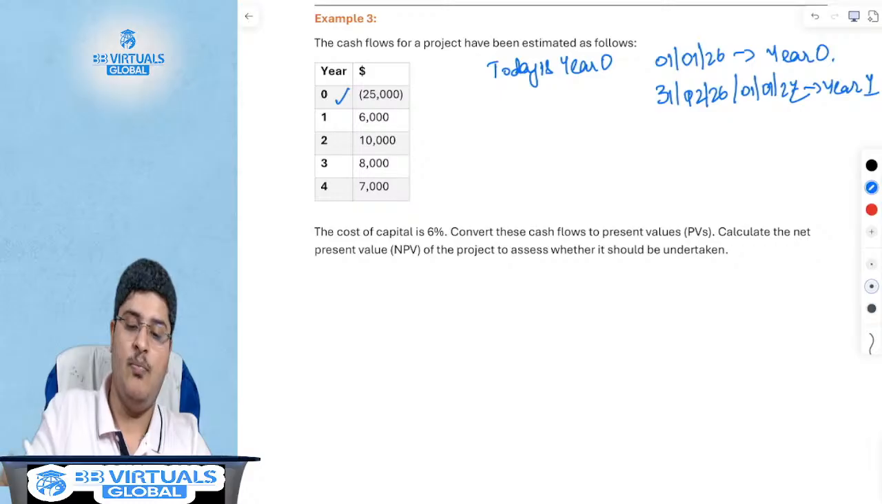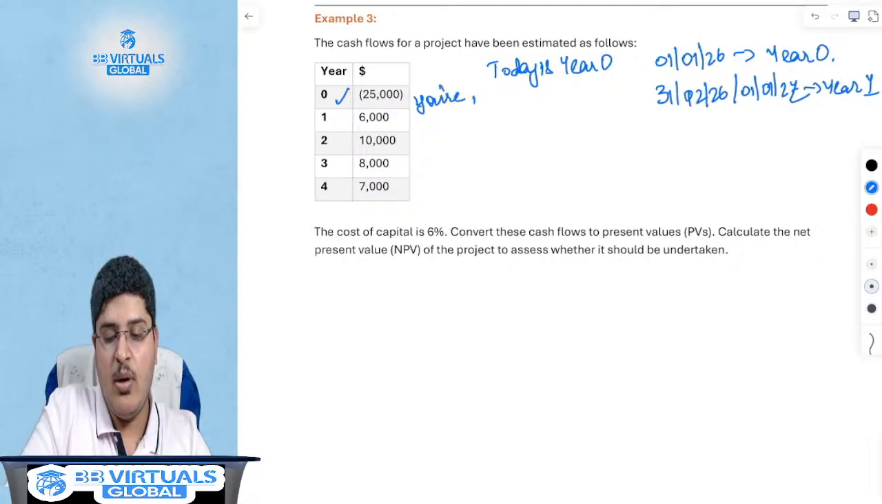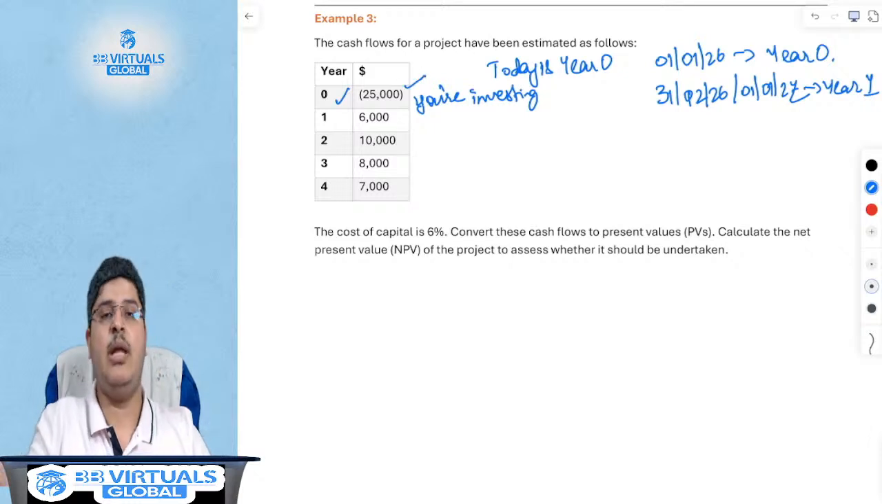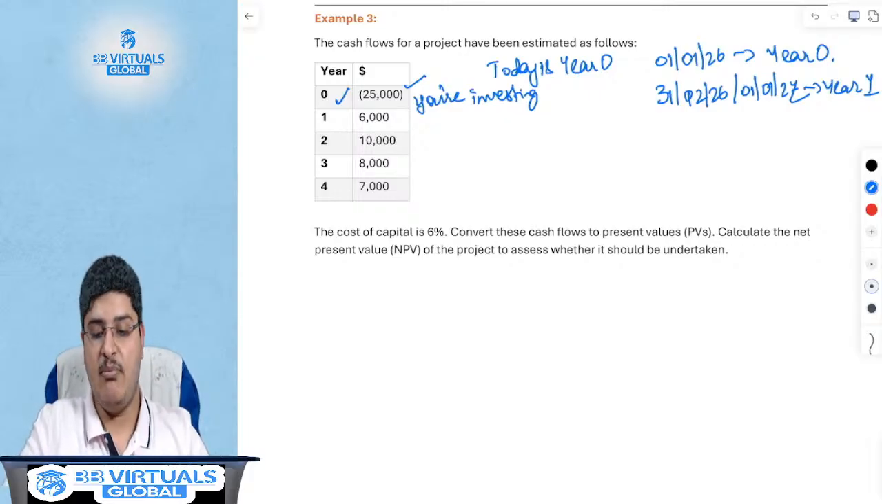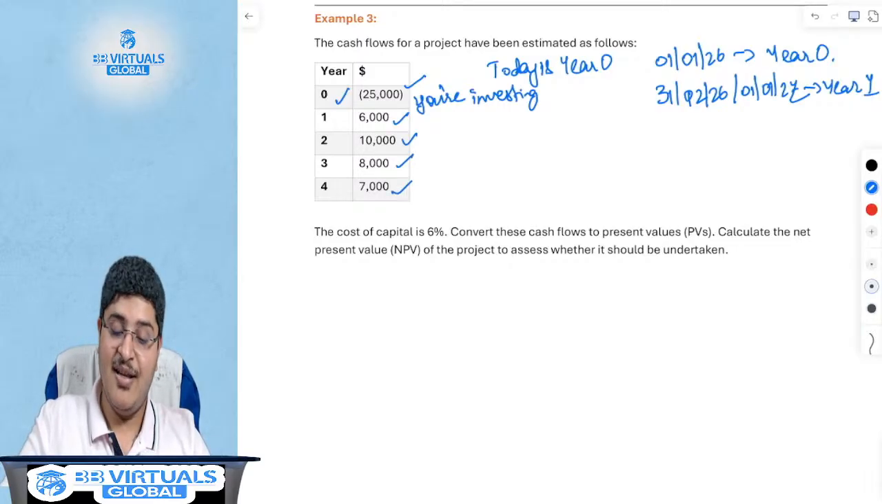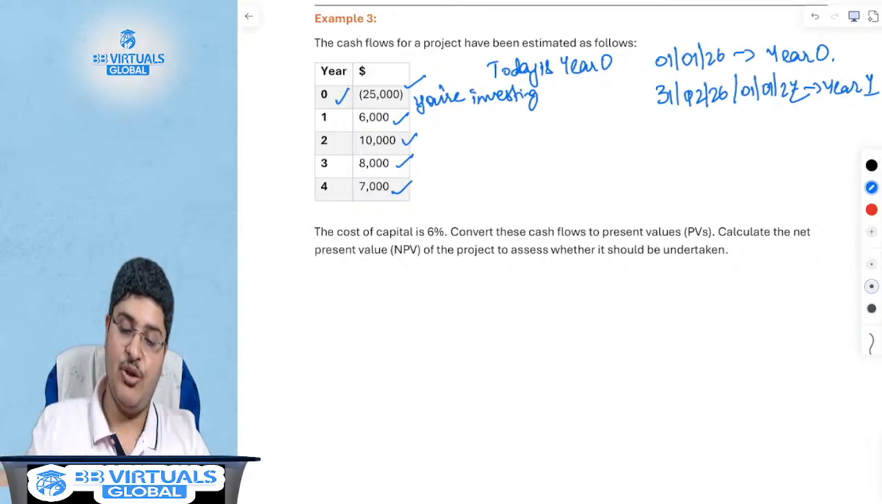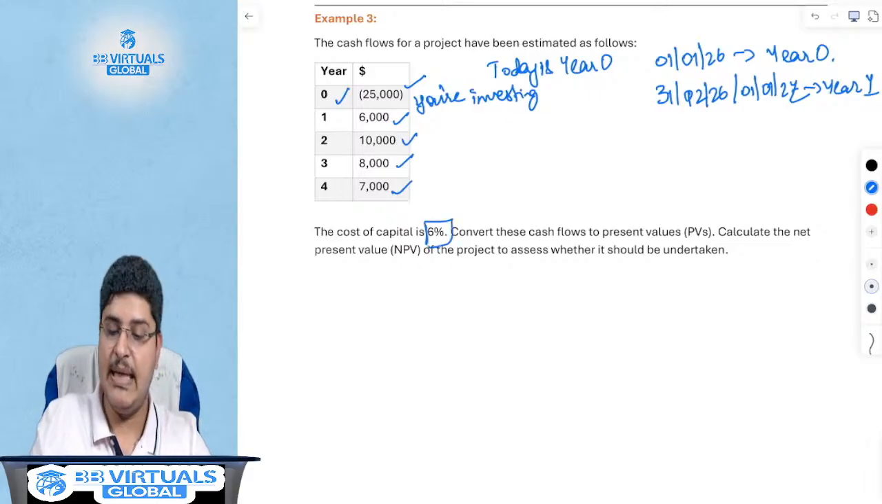Today is year 0. Whenever a cash flow is given as negative, it means you are investing. So if you invest 25,000 today behind buying the lectures, which are by the way much cheaper than 25,000, you will get a return of actually much higher. You should add a couple of zeros here, or in fact more than that, but you will get back so much. What does this mean in terms of NPV if the cost of capital is 6%?